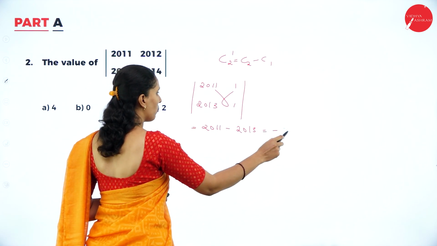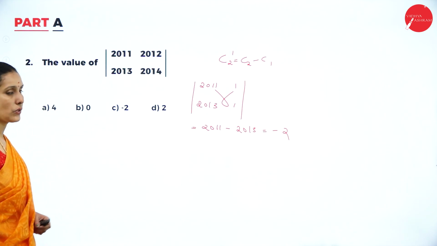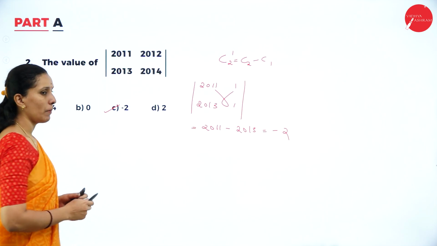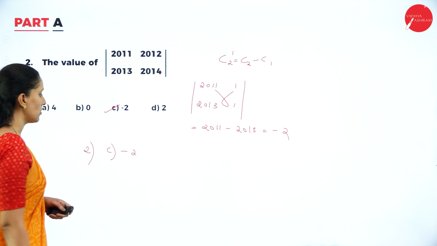So, the value will be equal to minus 2. So, let's look at the options here. We have 4, 0, minus 2 and 2. So, option C will be the correct answer. So, minus 2 for the second question.